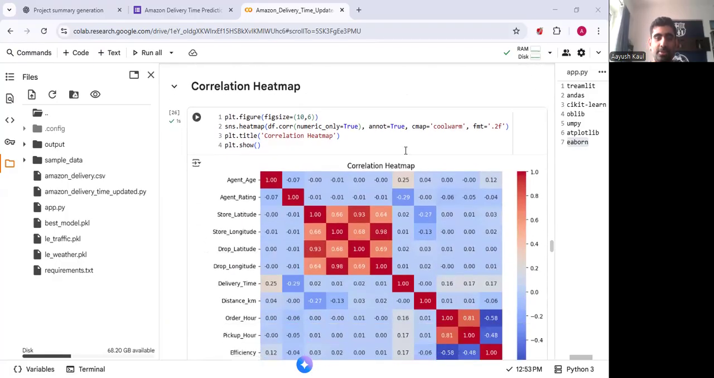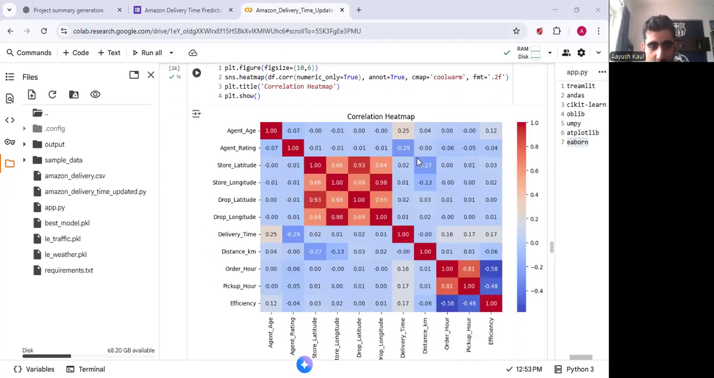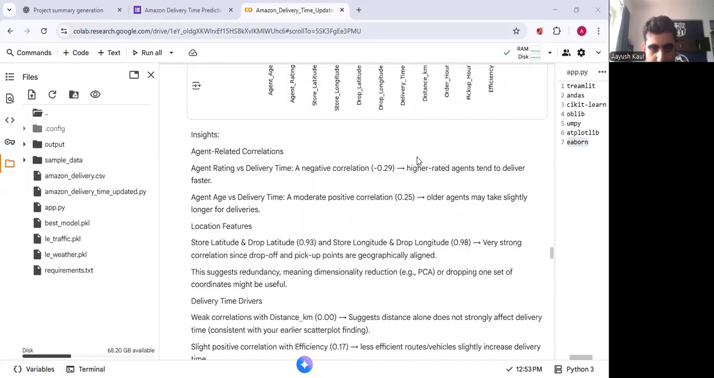Next graph I made is correlation heat map, which gives a correlation across these columns with each other. The insights I found are that agent rating versus delivery time shows a negative correlation. Higher rated agents tend to deliver faster.